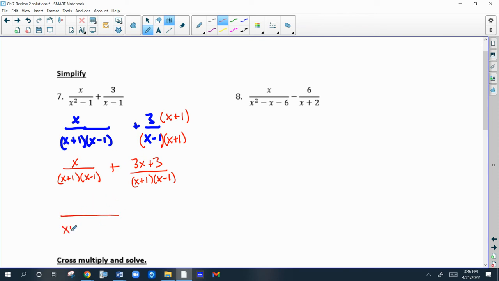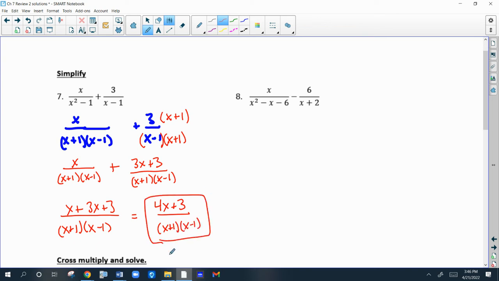So x plus 1, x minus 1 is the common denominator. We have x and then the plus 3x plus 3. And then anything that you can add together up top, you should. x plus 3x is 4x. And it looks like I am done with that one. That's that.